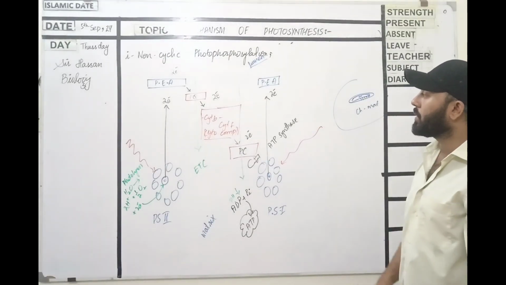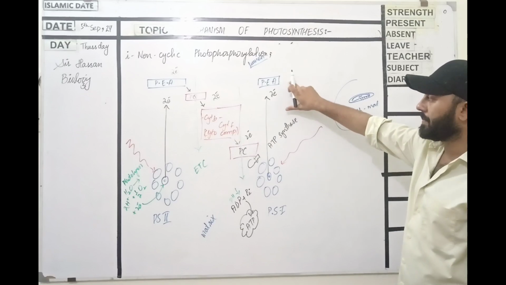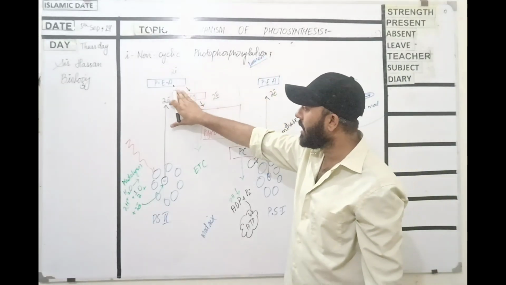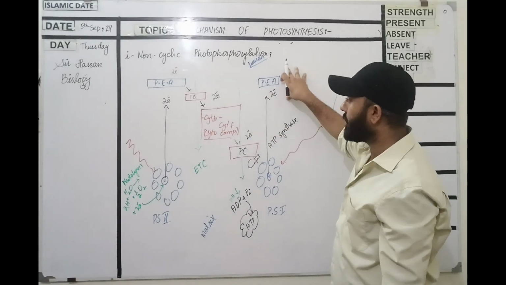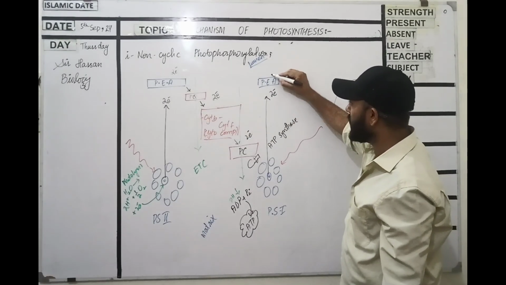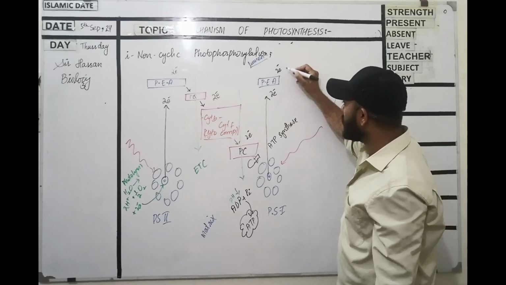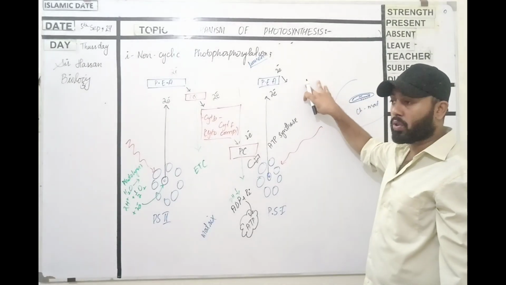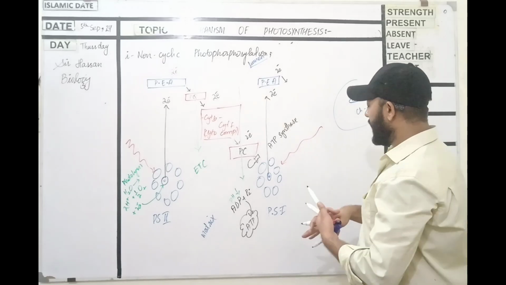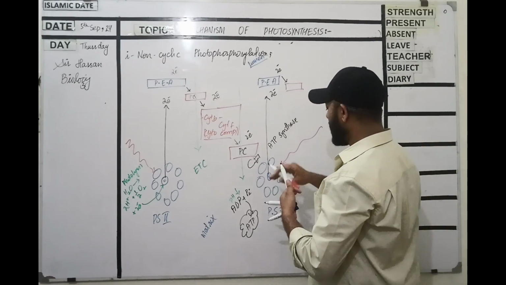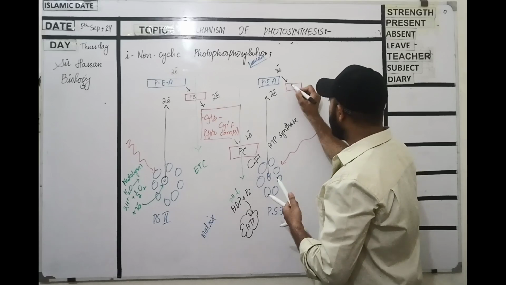Now let's move back to the primary electron acceptor, this one. Just like this, the primary electron acceptor present at photosystem 1 is also going to transfer its electrons toward a short chain. This chain is going to be shorter than this one. The first receiver of this chain is called FD, ferredoxin.